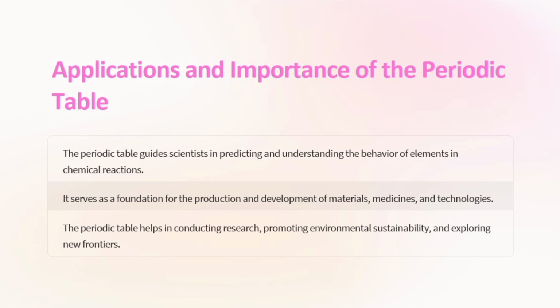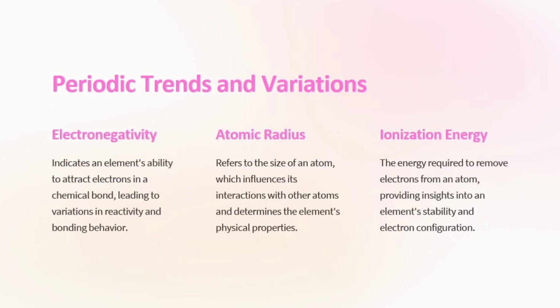Now, it serves as a foundation for the production and development of materials, medicine, and technologies. So this is another importance of the periodic table. And then the periodic table helps in conducting research, promoting environmental stability, and exploring new frontiers. Periodic table, that is trends and variations of the periodic table.